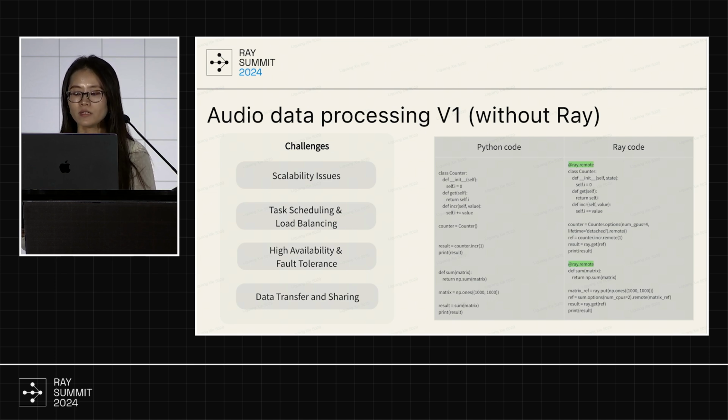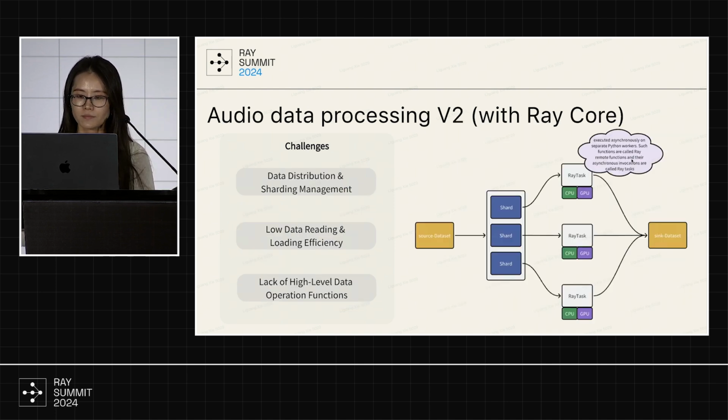After investigating Ray, we started using Ray Core capability. We could quickly transform to a Ray solution because Ray is Python friendly, and it's not so hard for us to transform the solution to Ray. Ray Core provides robust distributed compute capability. However, depending only on Ray Core, we still face some issues.